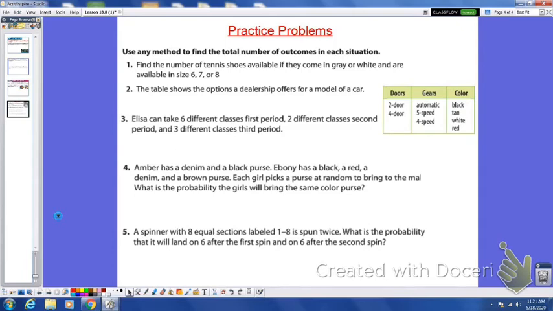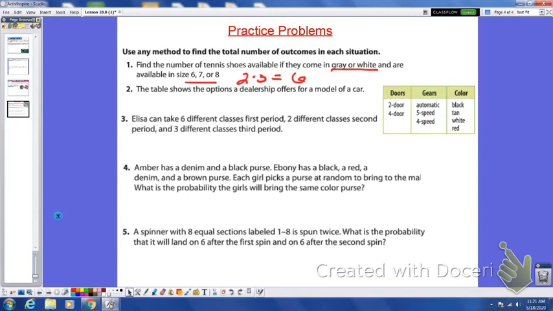All right, hopefully you guys actually paused the video. We'll go through these problems now. So number 1, find the number of tennis shoes available if they come in gray or white and are available in size 6, 7, or 8. Now, if you made a table, tree diagram, or organized list, you will hopefully get the same answer. Personally, I'm going to stick with the fundamental counting principle because I know it's a lot faster. So for this first one, there are 2 colors in 3 sizes. So if I just take 2 times 3, that tells me there are 6 possibilities.